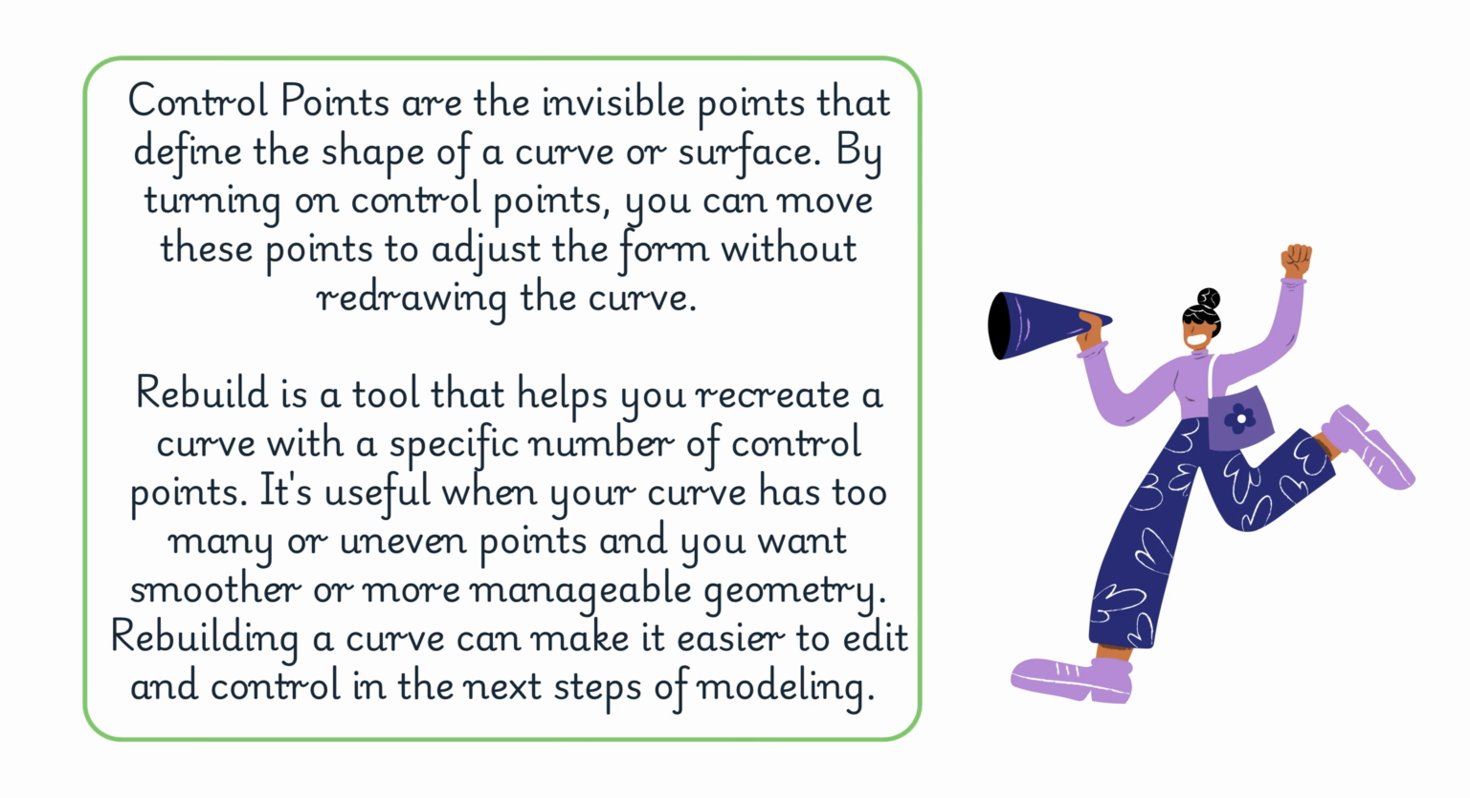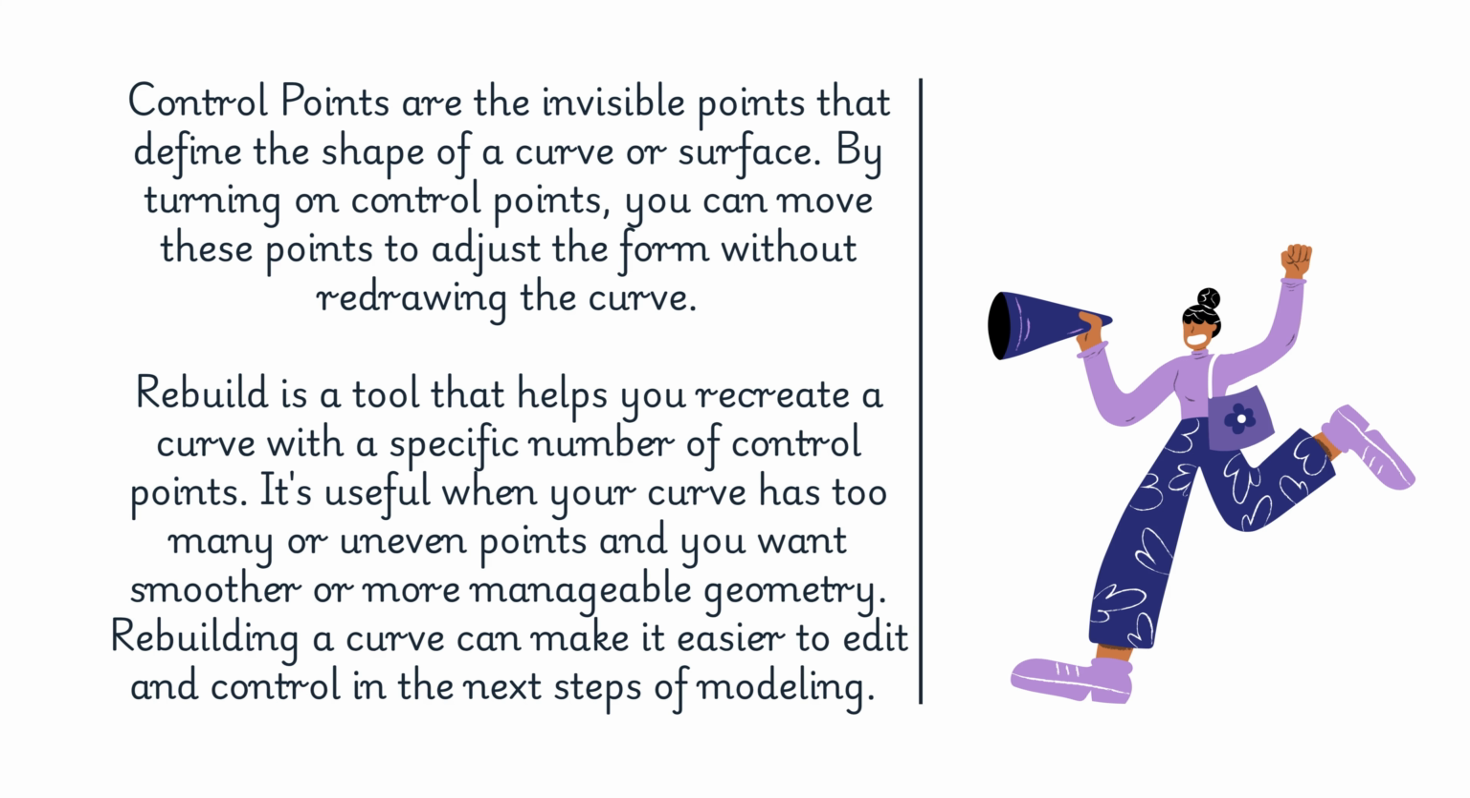Control points are the invisible points that define the shape of a curve or surface. By turning on control points, you can move these points to adjust the form without redrawing the curve. Rebuild is a tool that helps you recreate a curve with a specific number of control points. It's useful when your curve has too many or uneven points and you want smoother or more manageable geometry. Rebuilding a curve can make it easier to edit and control in the next steps of modeling.